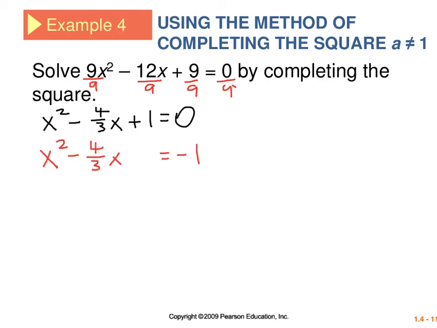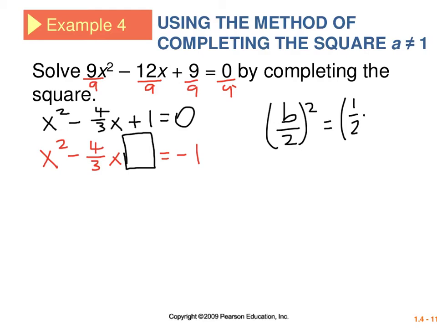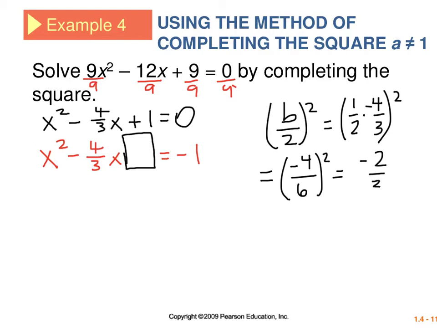And now my goal is to figure out what term I need to put here so that I can make this a trinomial that will factor into a perfect square. And so I do that by, again, b divided by 2 squared. B in this case is negative 4/3. So I'm going to do negative 4/3. And dividing by 2 is the same thing as 1/2 times. So I'm going to do 1/2 times negative 4/3, squared. So that gives me negative 4/6 squared. And negative 4/6 reduces to negative 2/3 squared.